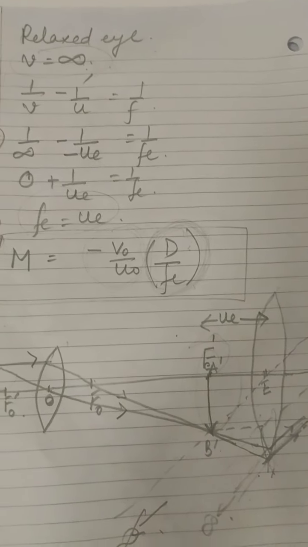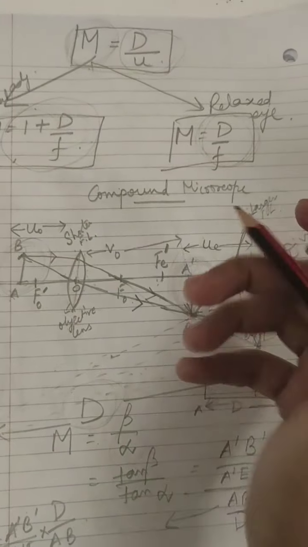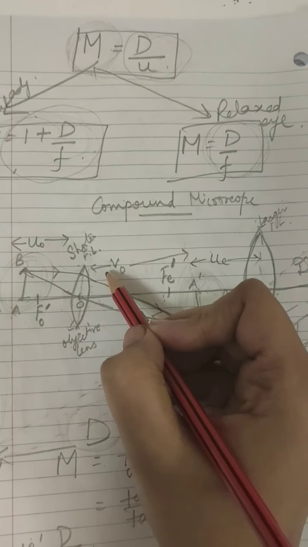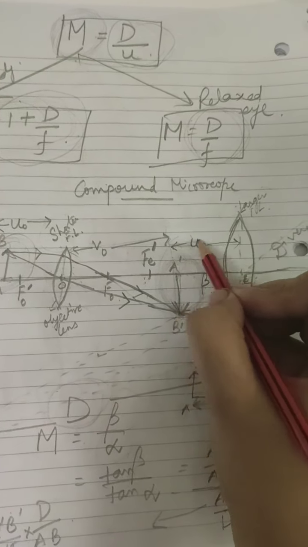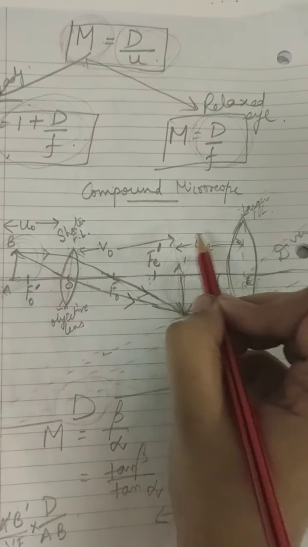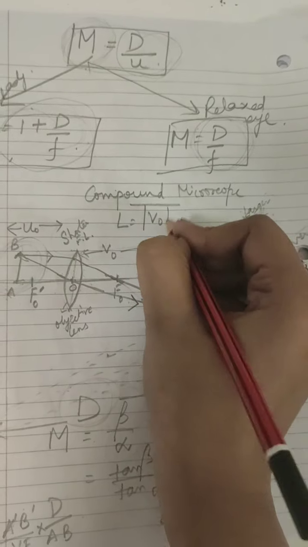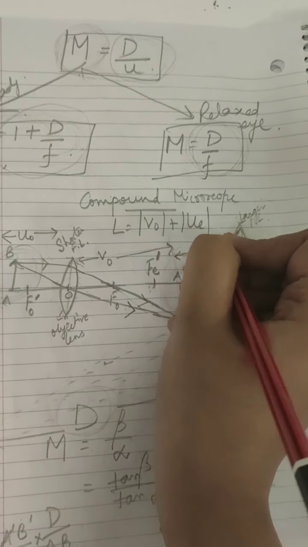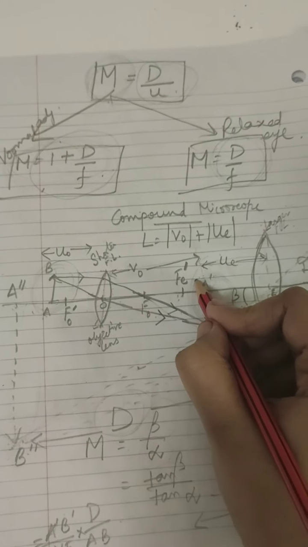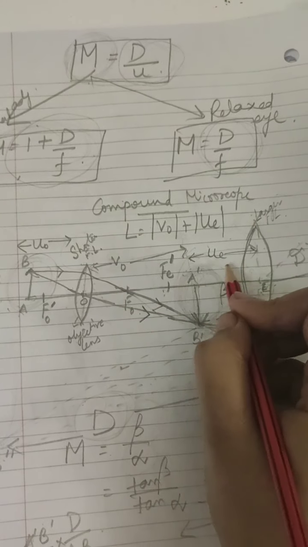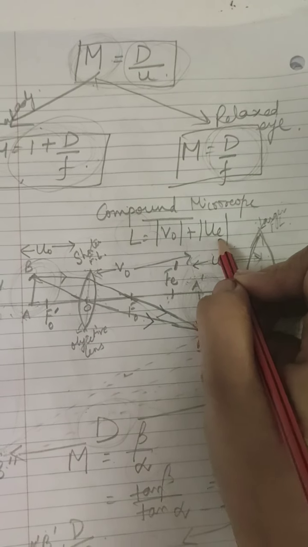And another thing is the length of a compound microscope. The length of a compound microscope is VO plus UE. This is the length between the two lenses. But the length is mod of VO plus mod of UE, because UE is negative. So we are not going to take the negative sign because it is the length after all, a distance. So how can that be negative? So length is mod of VO plus mod of UE.